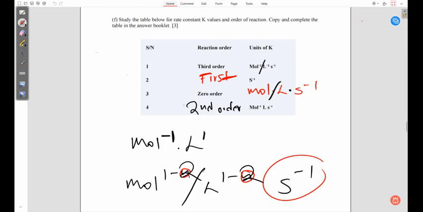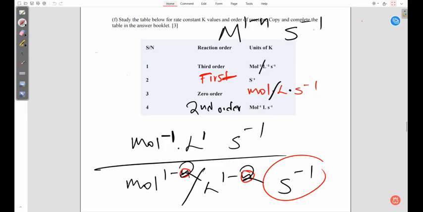And yeah, this one matches up. So basically, this is how you fill in this table. Don't forget the simple formula: molar concentration to the power 1 minus n, second negative. n represents the order of the reaction. Okay, so that's it for this question, and we are done with question B2.